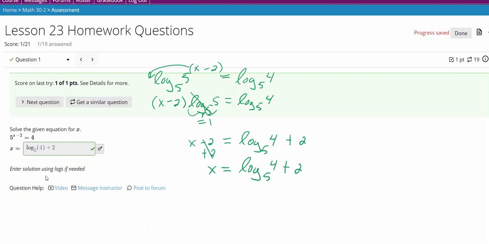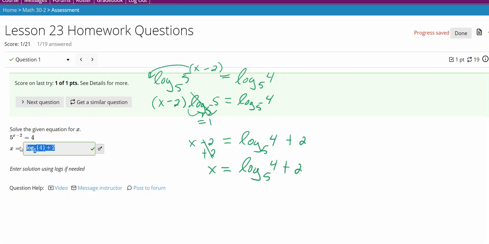Now, you might be saying, hey, wait a minute, that's a different answer than the one we had last time. Well, actually, it's not. You would end up getting the same thing, right? So if you put that into your calculator, you would get 2.8615, and so on, right? So that's the same approximate number.